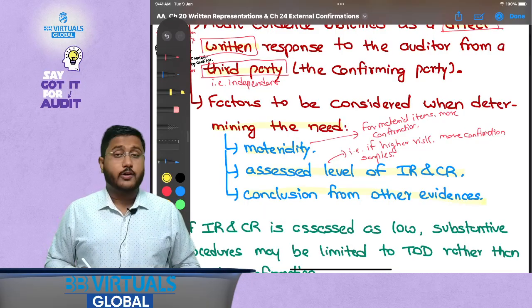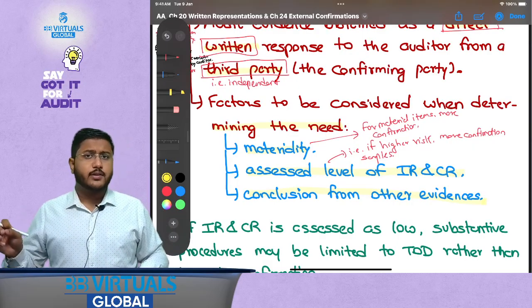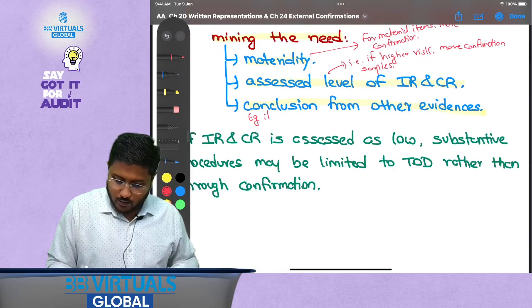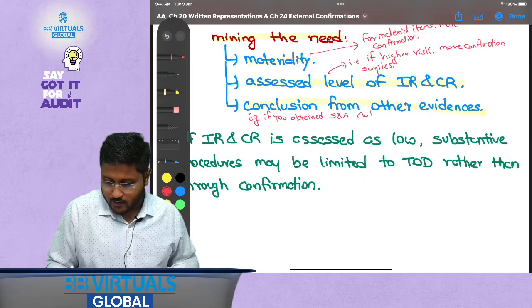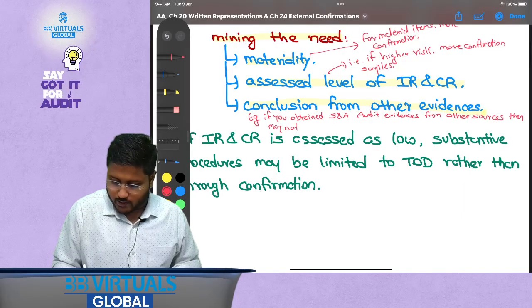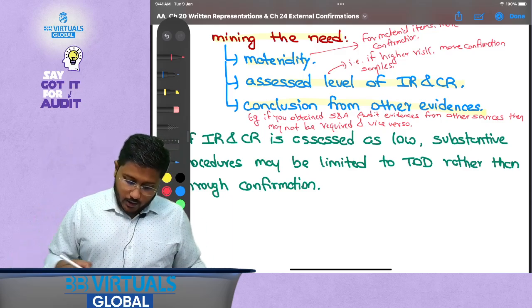Now conclusion from other audit evidences, that is if you have not got sufficient and appropriate audit evidence from other sources, then you might say that you require the external confirmations, otherwise you might not. So example, if you obtained sufficient and appropriate audit evidences from other sources, then it may not be required, and vice versa. That is, if you have not obtained sufficient and appropriate audit evidences from other procedures, then you might be requiring it. Okay, now let's discuss about it.